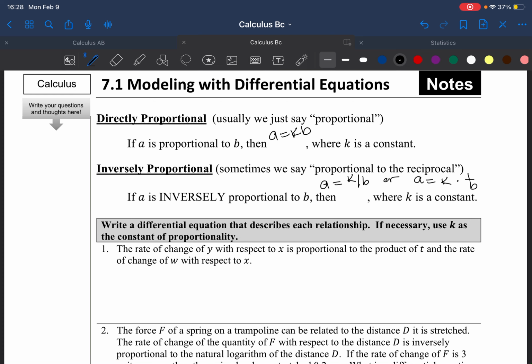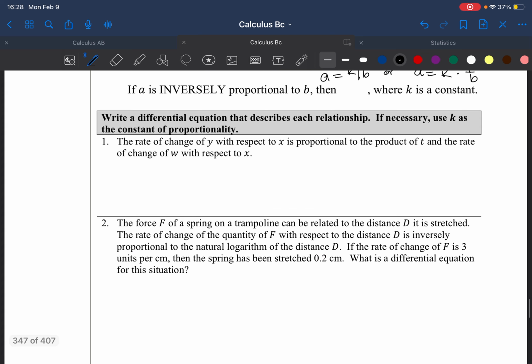So in these examples, it says write a differential equation that describes each relationship. If necessary, use K as the constant of proportionality. So number 1 says the rate of change of y with respect to x is proportional to the product of t and the rate of change of w with respect to x. So we have several things happening here. We have the rate of change of y with respect to x. So that is dy dx.